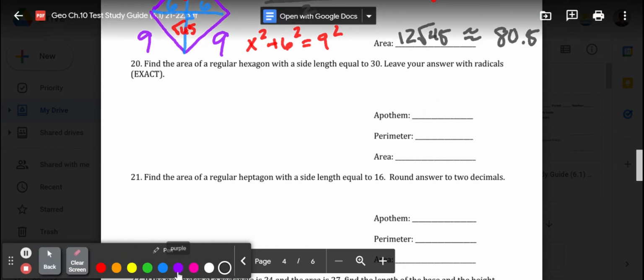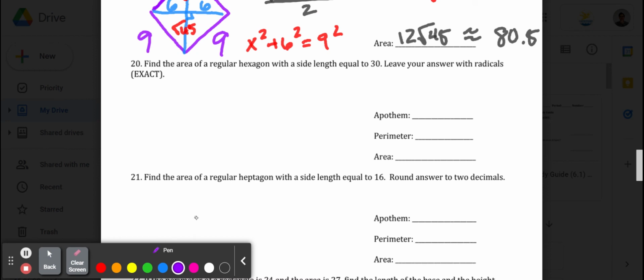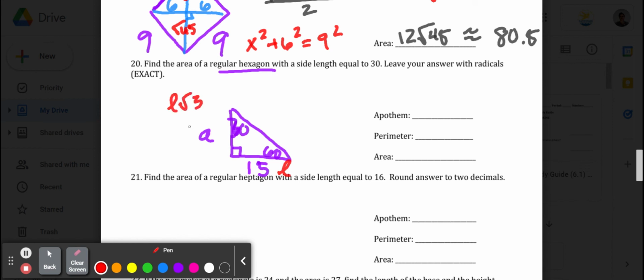Okay, regular hexagon. We're almost there. That's 6-sided, so if I know my hexagon, I should go straight to this triangle from my flip book. The 60 is at the bottom, 30 is at the top. And I have a side length equal to 30, so that means my half side is 15, my hypotenuse is here. So if this is L rad 3, this should be 15 rad 3. So we get 15 rad 3 for my apothem.